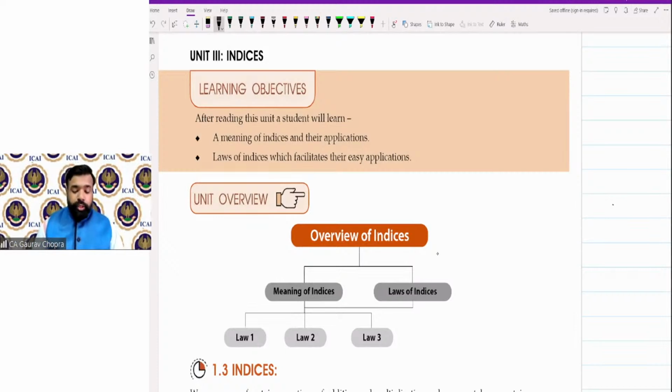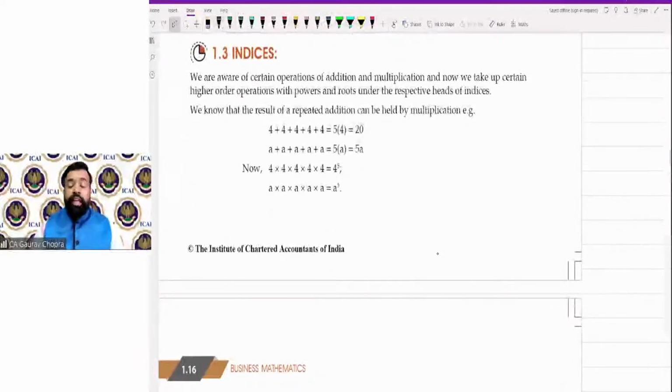So let us begin with this topic, law of indices. So the basic thing is here about the calculation. जब भी हम एक ही नंबर को बार बार ऐड करते हैं, that can be solved using multiplication also. Just take an example. If you are adding 2 plus 2 plus 2 plus 2 plus 2 plus 2. Now you are adding 2 how many times? 6 times. So 2 plus 2 is 4, plus 2 is 6, plus 2 becomes 8, then 10, and then 12. So it becomes 12.